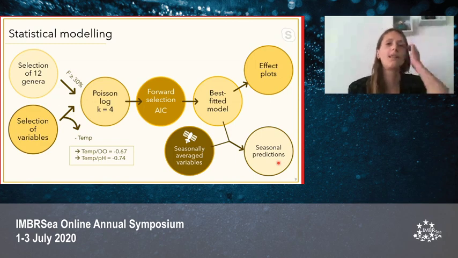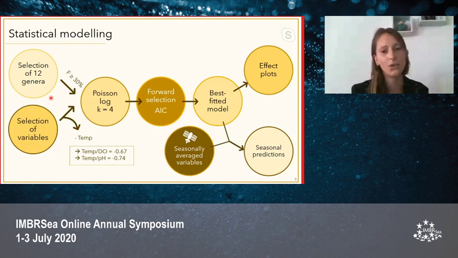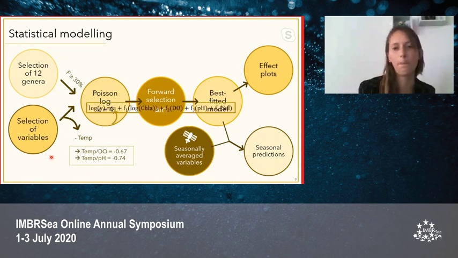So now about the statistical modeling. From the 38 genera we identified in this study, only 12 were selected based on their frequency of occurrence. So all the 12 genera selected were at least occurring 30% of the time in our study. We also selected our variables based on collinearity, and we observed that temperature was correlated with dissolved oxygen as well as with pH, and so we decided to remove temperature from our variables.